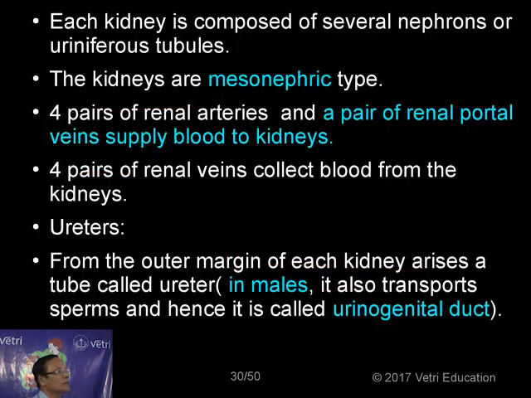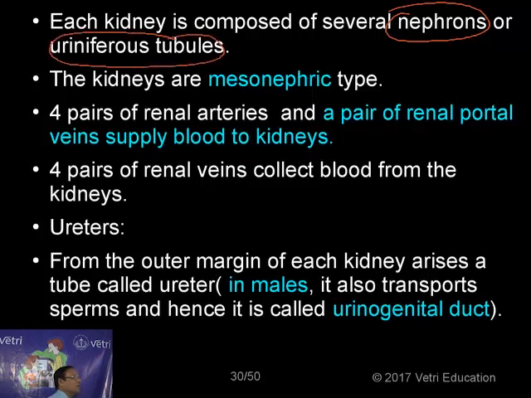Now each kidney is composed of a number of units. The units of kidney are called nephrons, otherwise called uriniferous tubules. The nephron is the structural and functional unit of the kidney. They are responsible for filtering the waste products from the blood and sending them out in the form of urine.